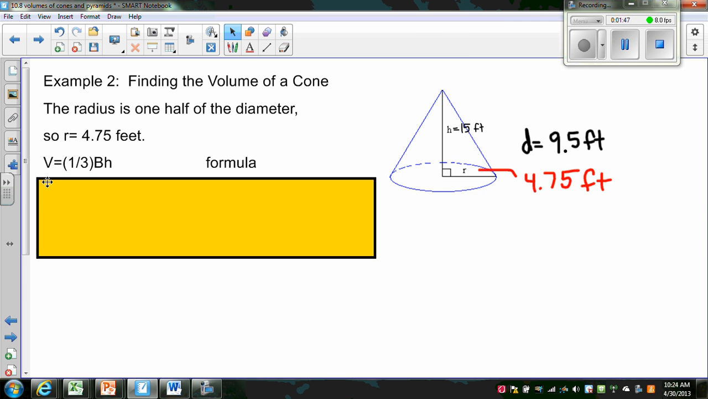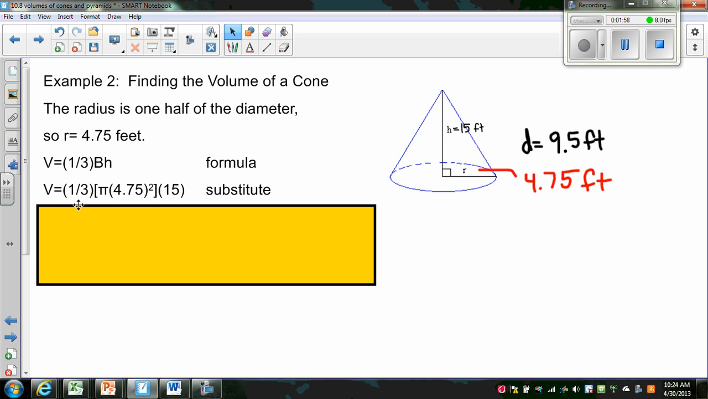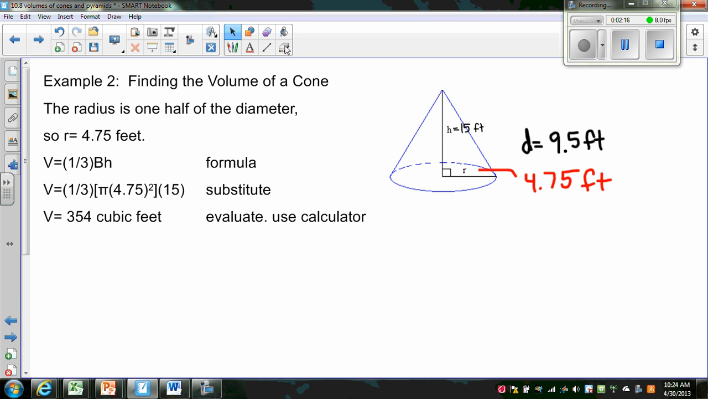So we still use the formula volume equals 1/3 times base times height, but the area of the base here, because it's big B, is the area of the circle. So we have 1/3 times pi times r squared, which is 4.75 squared, times the height of 15. So then we can multiply those together. Make sure you do the squared part first before multiplying it by the other terms. And we're left with 354 cubic feet, or feet cubed.